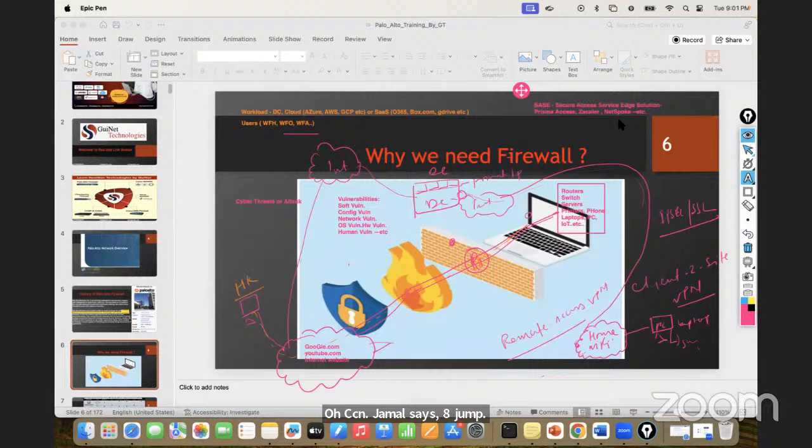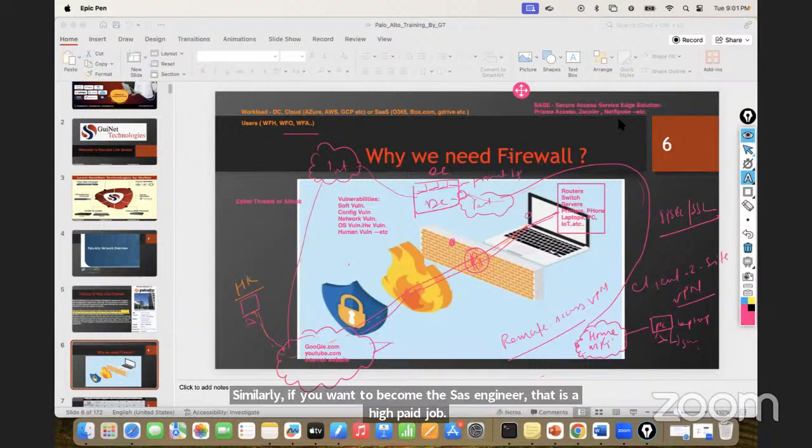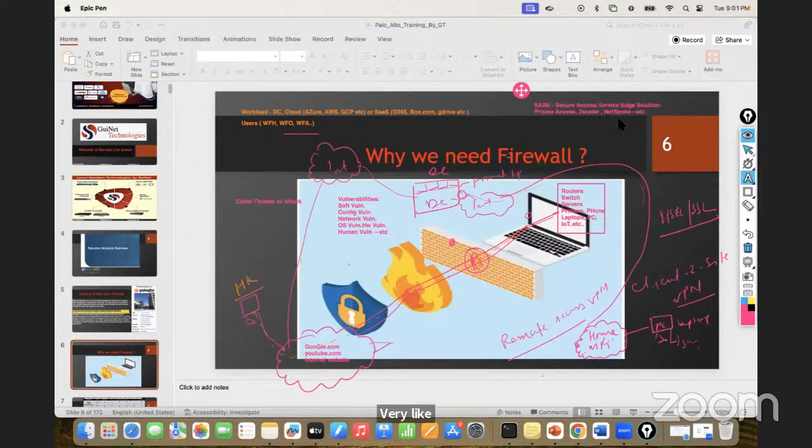Similarly, if you want to become a SASE engineer, that is a high paid job, a very good job, right? Very high experience is going to be required to perform that job. So you must understand this particular firewall technology. If you don't know it, then it is not going to work for you.